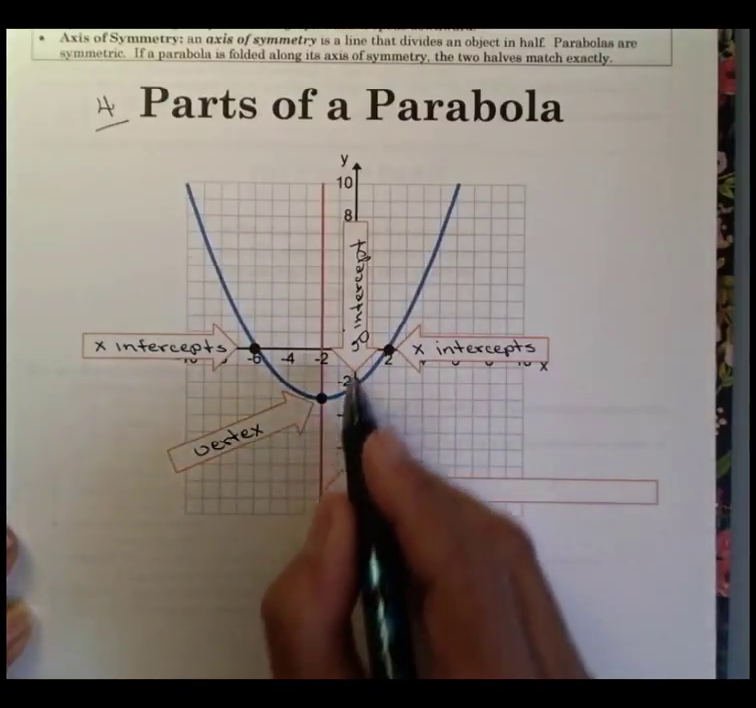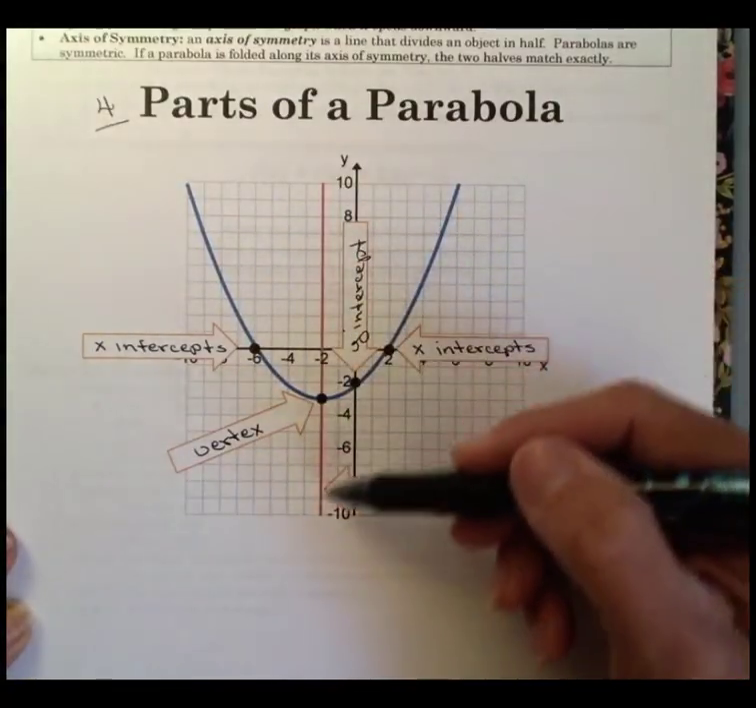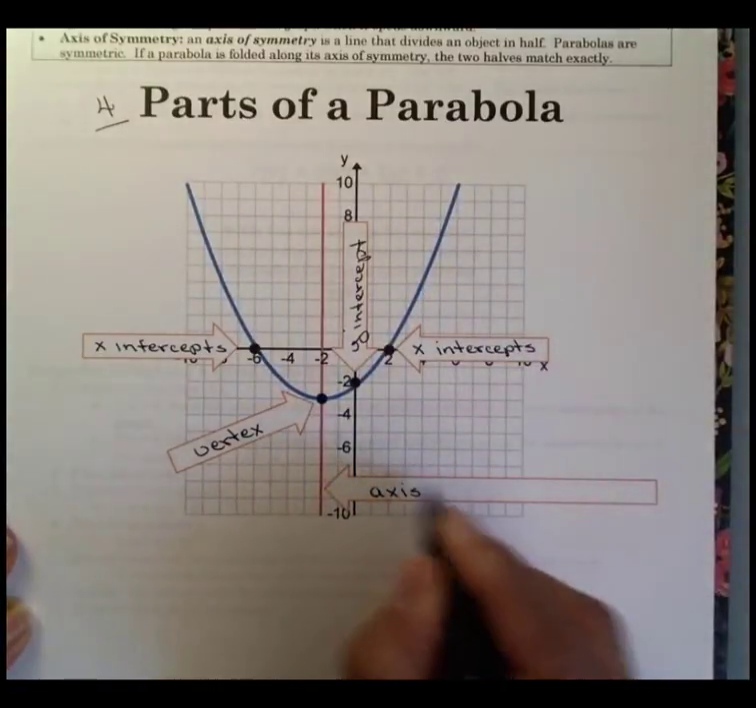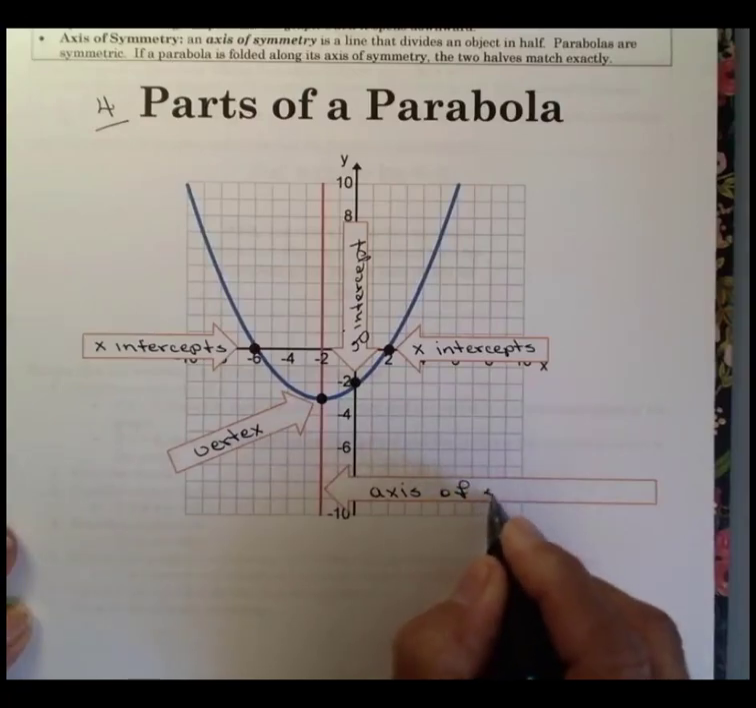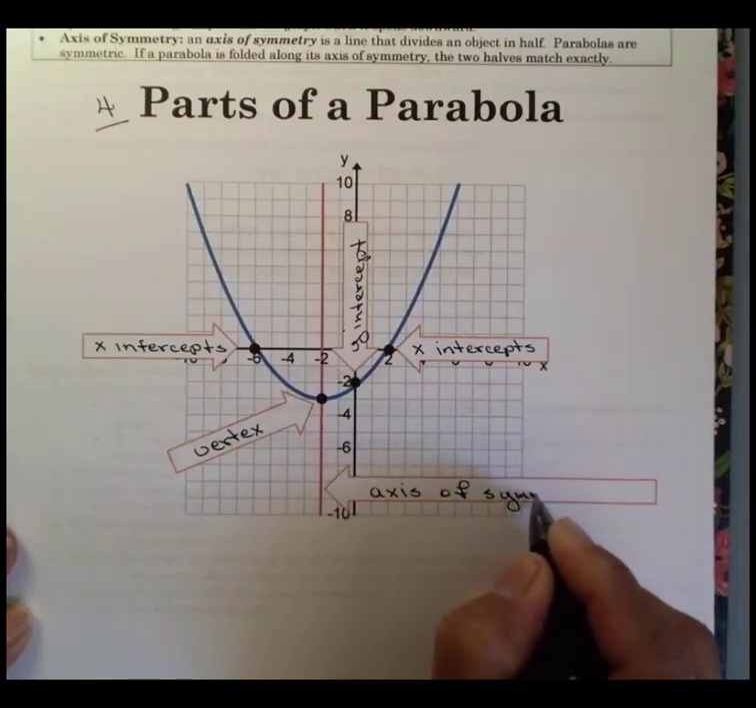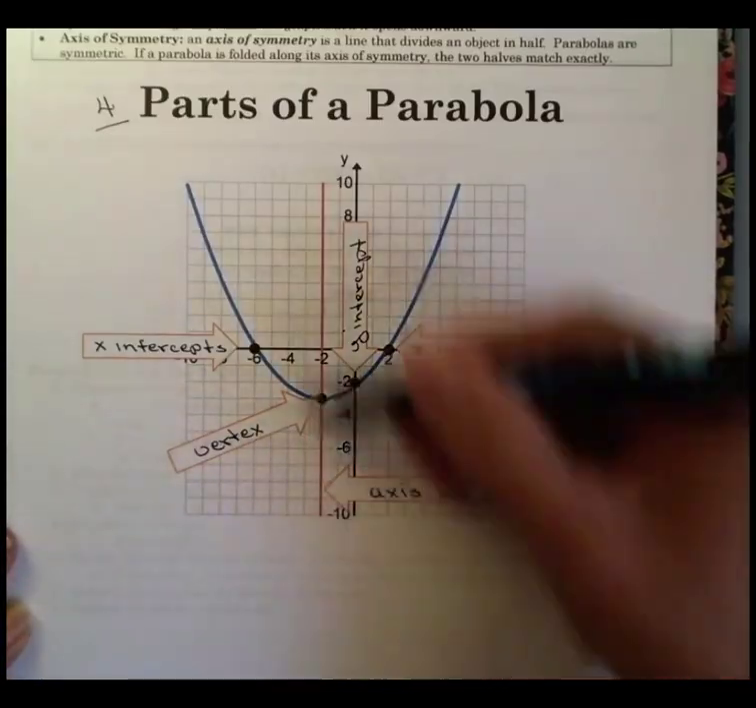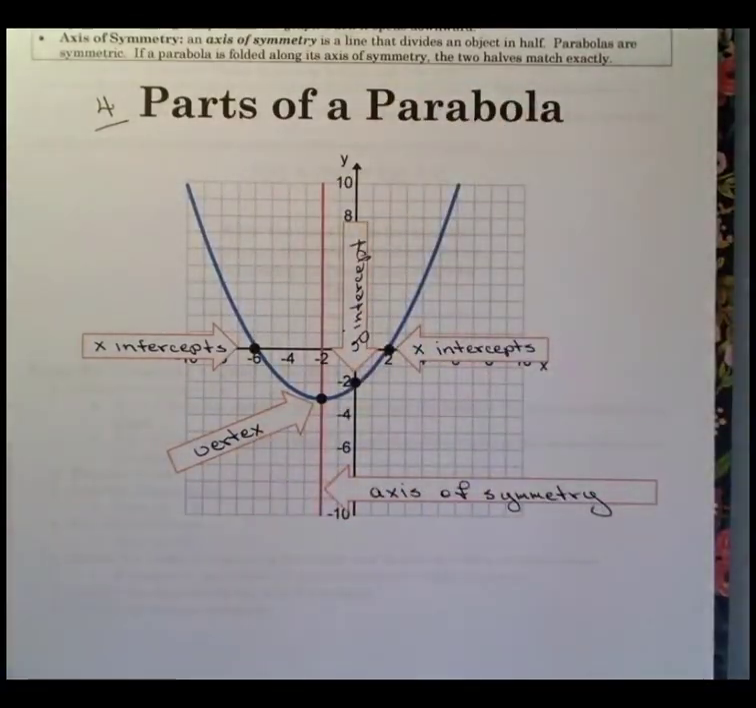And the line that goes up and down straight through that vertex is called the axis of symmetry. The axis of symmetry is always going to be represented by x is equal to a number. So just like we would graph a vertical line, x equals a number, that's what the axis of symmetry's identifier will be.